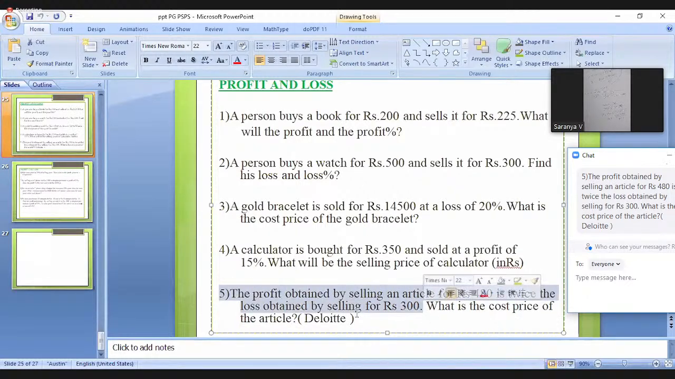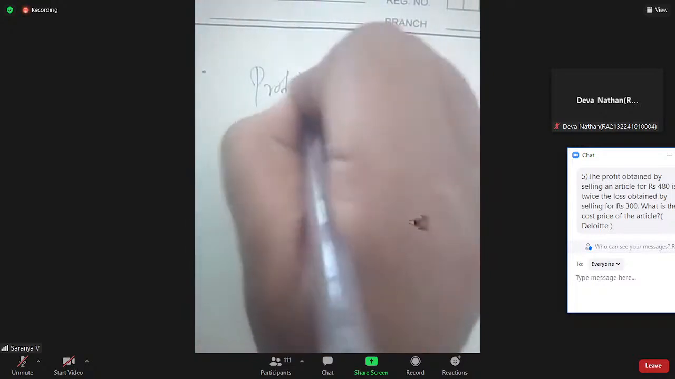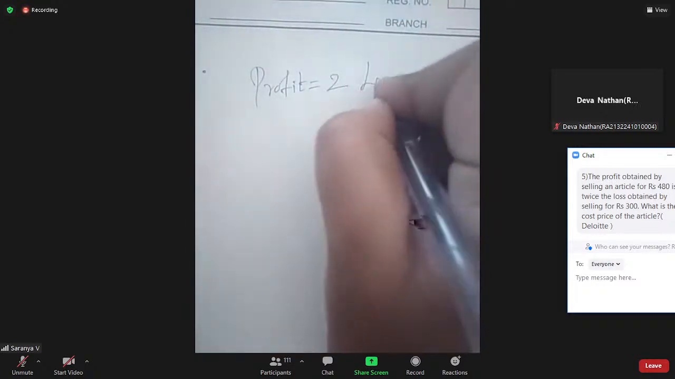Read the question's first line again. Without those numbers, that means the selling price, what is given? The profit is twice the loss. Yes or no? The profit is twice the loss. So what is given in the question? Profit equal to twice the loss.